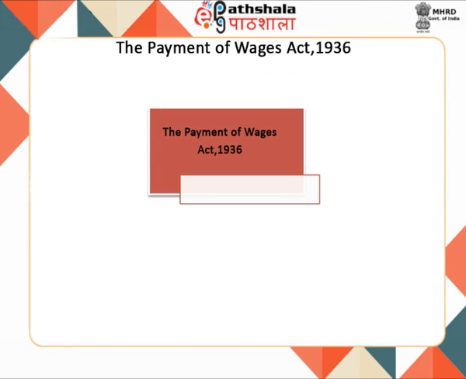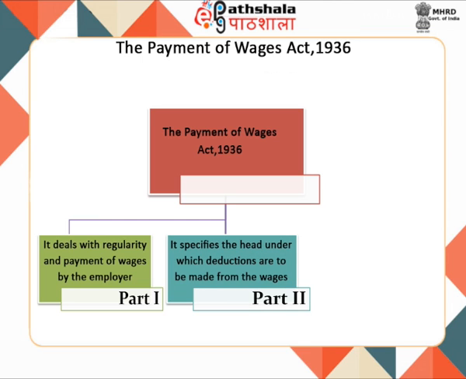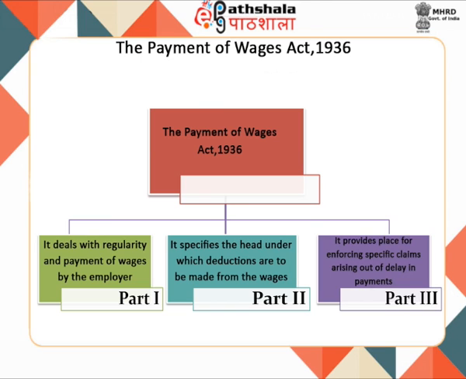This act is divided into 3 parts. Part 1 deals with regularity and payment of wages by the employer. Part 2 specifies the heads under which deductions are to be made from the wages. Part 3 provides a place for enforcing specific claims arising out of delay in payments.